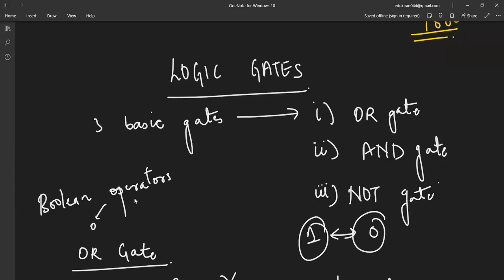There are only one and zero, either one or zero. This is the binary operation which is present. All right.